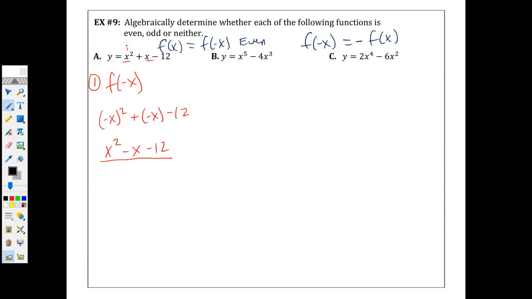So this was my original. This was the OG. This is now my negative. Are they the same? No. So therefore, it's not an even function. I'm not even going to test for odd because what is the degree? It's squared. So my degree is also a key to help me know, do I need to test any further? No. Because the degree equals 2, I don't need to test for odd, and therefore this is going to be a neither.